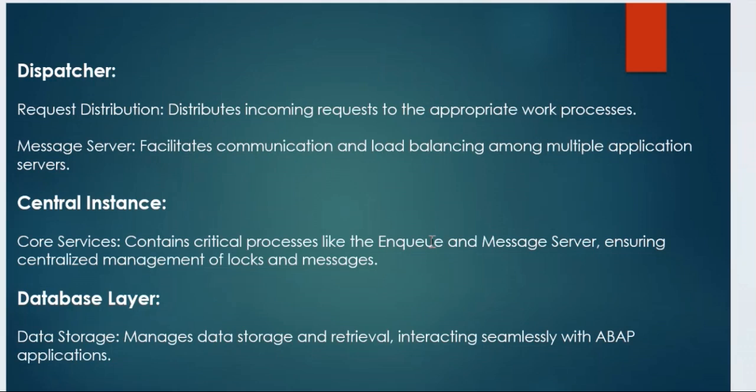So here, the dispatcher is there. The dispatcher we already discussed; it is used to transfer the request to the work processes. Next is our central instance, which we also discussed in our last slide. Now this is the database layer. So what is the use of our database instance? Basically, in a general way, the database instance accepts the request from our central instance to fulfill our users' requests.